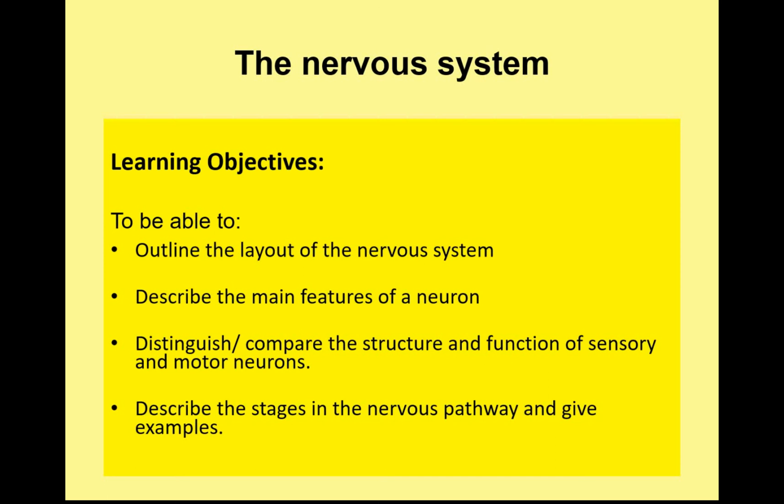Hello again, year 10. We're going to start looking at the nervous system today. So our focus is going to be looking at the layout of the nervous system, thinking about the main features of a neuron, and comparing and contrasting them in terms of sensory and motor neurons. We'll also look at something called relay neurons, and we're also going to think about the nervous pathway, what it is, and look at some examples.